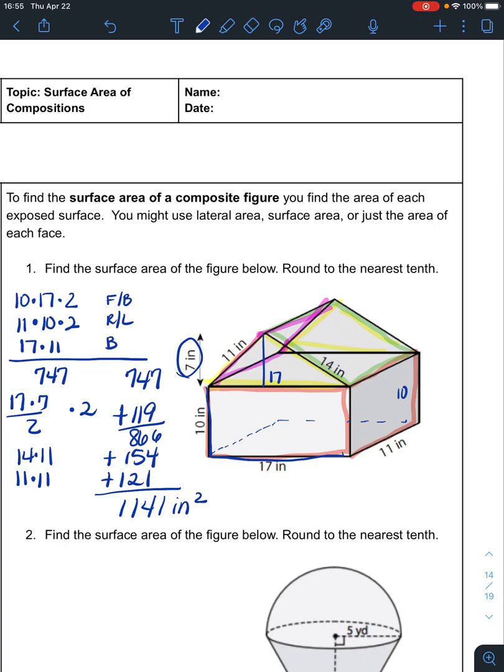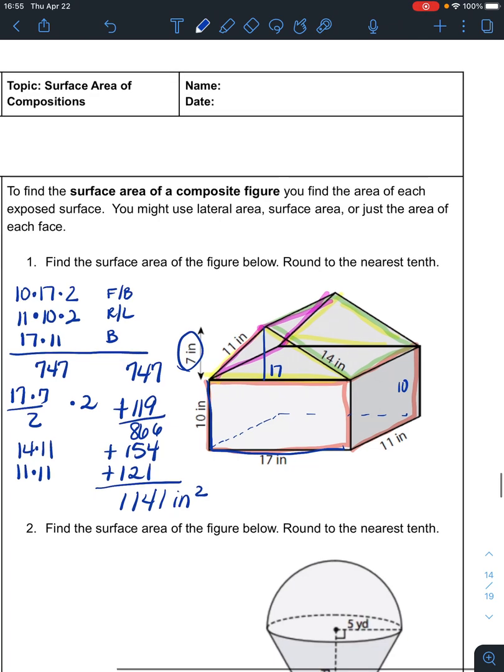You could take the lateral area of the prism on the bottom and add the base. And then you could take the surface area of the triangular prism and subtract one of the faces, but that gets really hard. So I think in this case, this one is easier to do by just taking the area of each face. And so you just have to keep up with it: front, back, right, left. So you might keep up with it by highlighting it or by checking them off as you go. This would be easy to get lost when you do it that way.